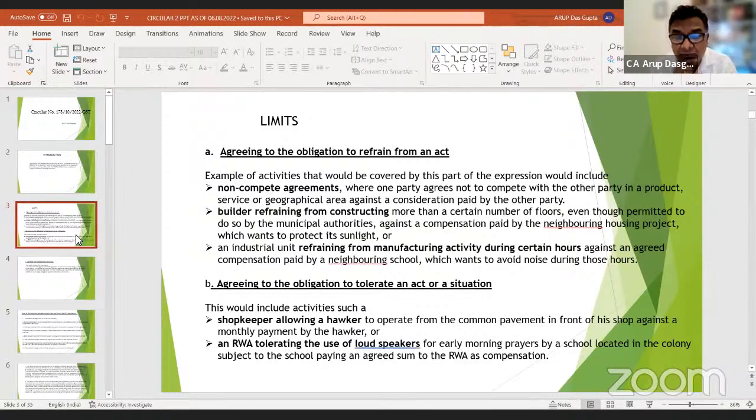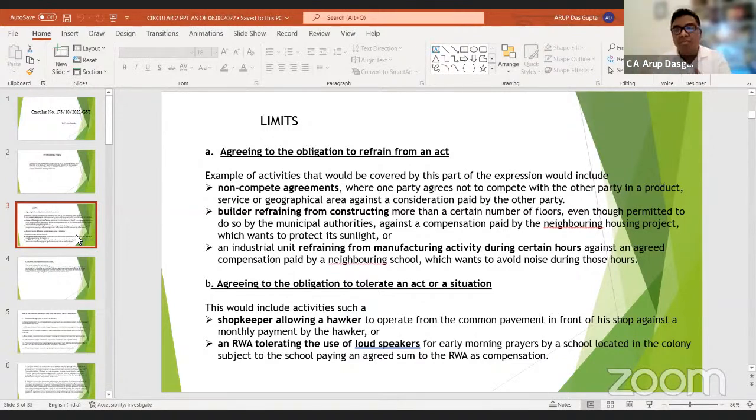First, they have given 3 types of examples, like agreeing to the obligation to refrain from an act. It is something which I am not doing, right? I am telling that if you give me this compensation, I am not going to do this. So it could be a non-compete agreement.